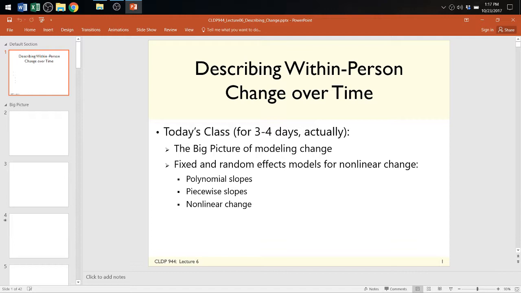On the mean side, what kind of fixed effects do we need to describe the average trajectory? And then on the random side, on the variance side, which of those aspects needs to have individual differences? Which aspects of the trajectory do people need their own versions of for the model to fit well? That's what we're doing. Okay. With me so far?